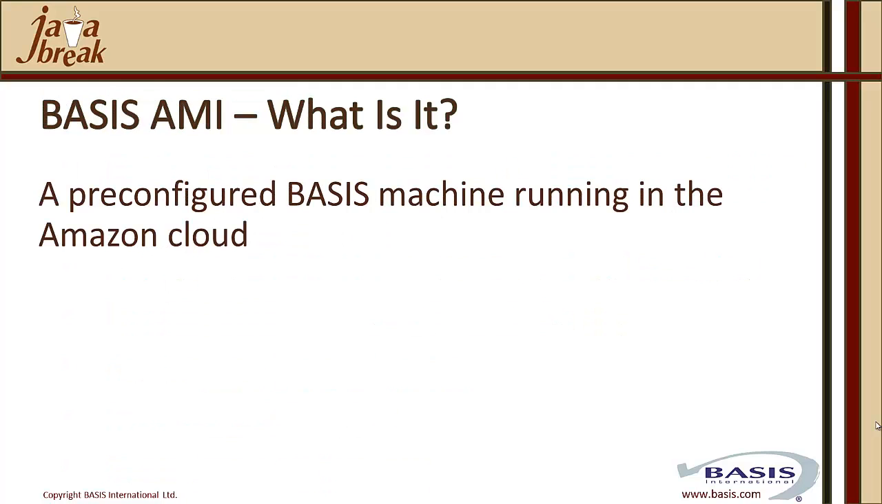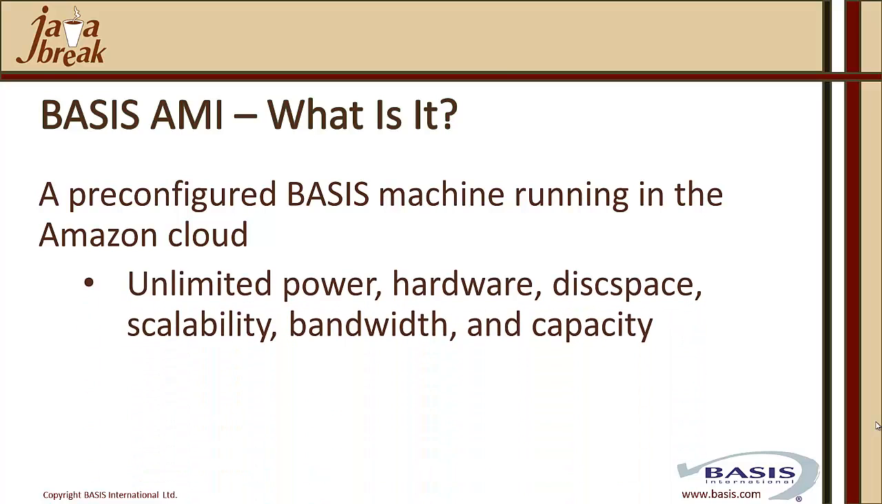First of all, what is the Basis AMI? Again, the AMI stands for Amazon Machine Image, and the Basis AMI is a pre-configured Basis machine running in the Amazon cloud. Amazon brings to you the benefits of the cloud with unlimited power in both the data center and the backup power. So if something happens to the primary, they have a secondary. They have almost unlimited hardware, nearly unlimited disk space, and it will certainly feel like unlimited bandwidth compared to any other bandwidth that we have experienced in our lives.